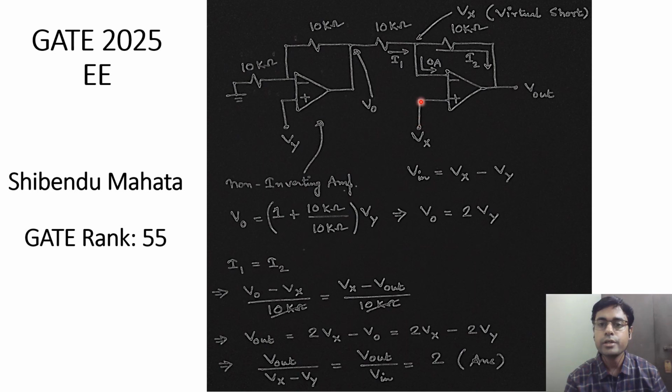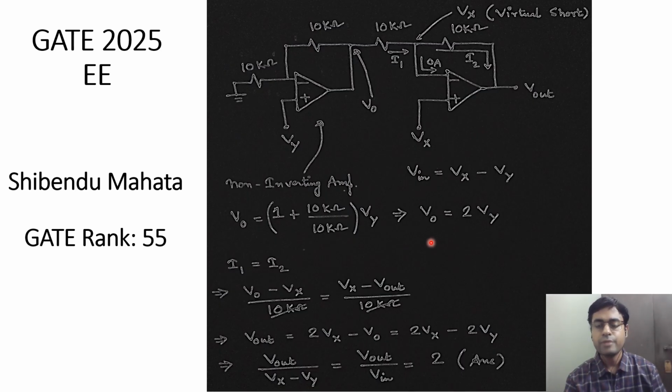Therefore, if the voltage here is denoted by Vx, then the same voltage value will be represented here also. Let's say V0 is providing some current I1, and the entire current will flow through this feedback resistance only. Because the op amp is an ideal one, it offers infinite input resistance and does not allow any current to enter the input terminal of the op amp. Hence by KCL, I1 should be equal to I2.